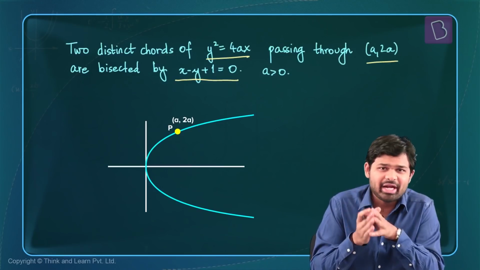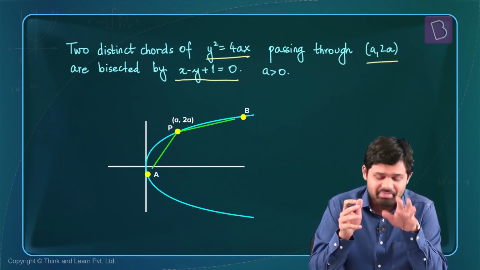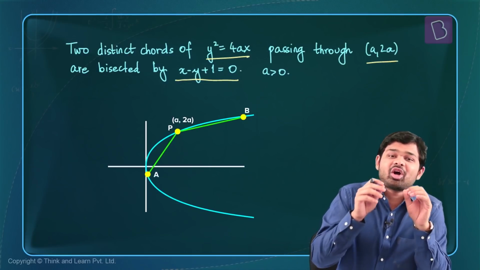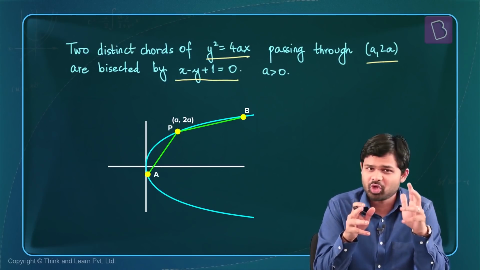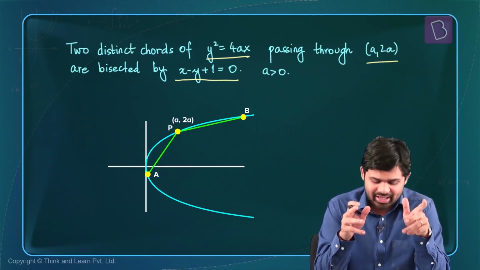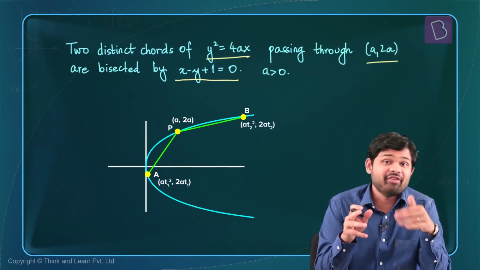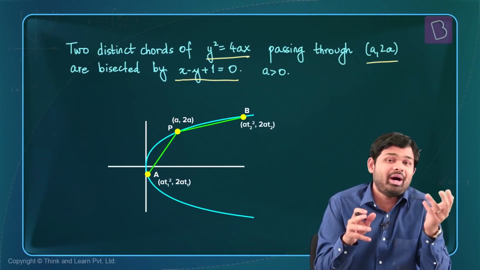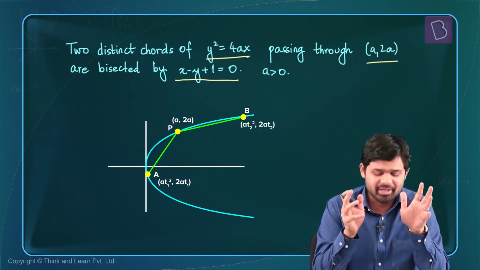So if I say this point is (a, 0), 2a is point P, and the two chords are PA and PB. Now I'm going to write down the coordinates of A and B in terms of parameters t1 and t2. In terms of parameters t1 and t2, it's going to be (a t1², 2a t1) for A, and for B it will be (a t2², 2a t2). So now I know the coordinates of P, A and B.